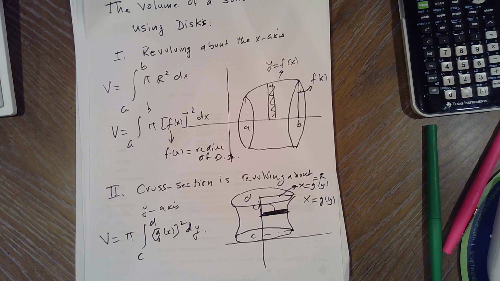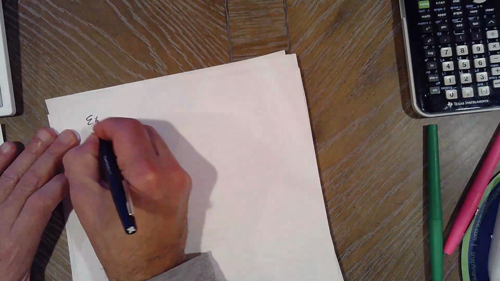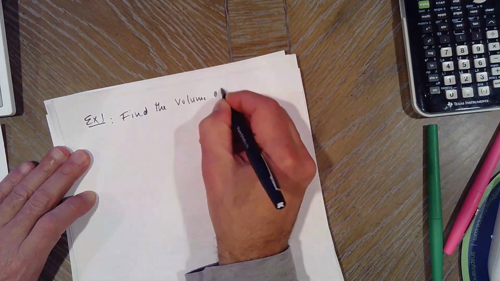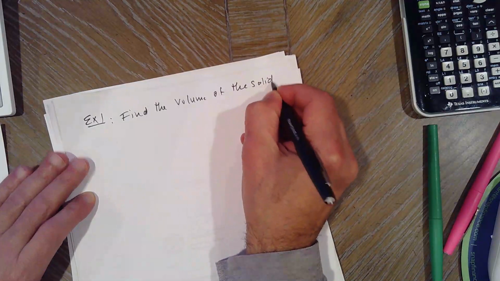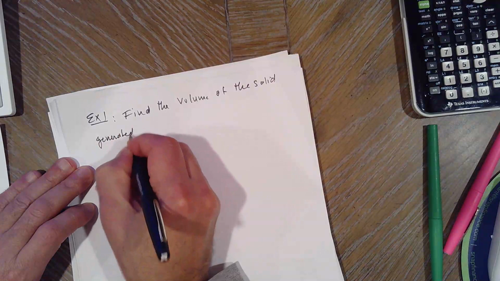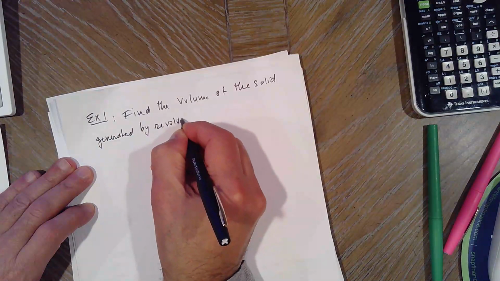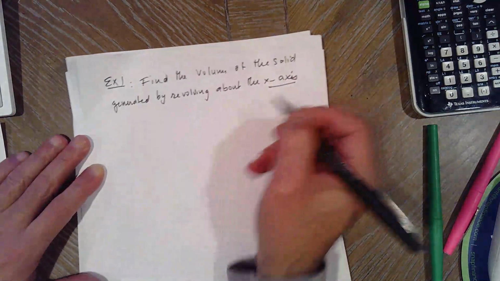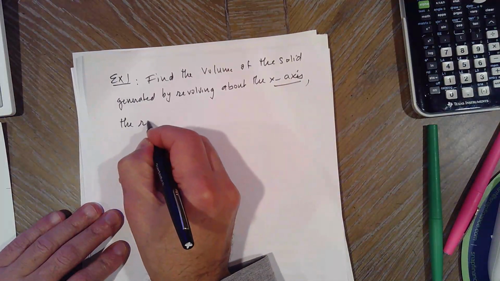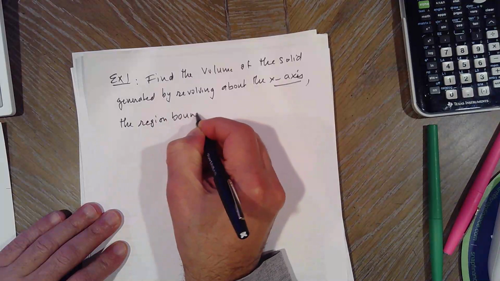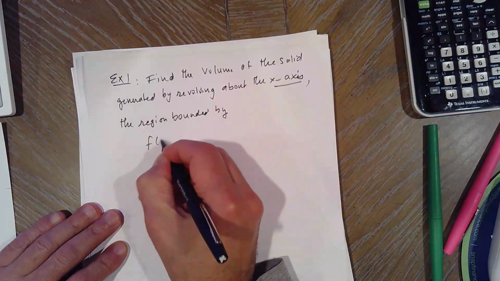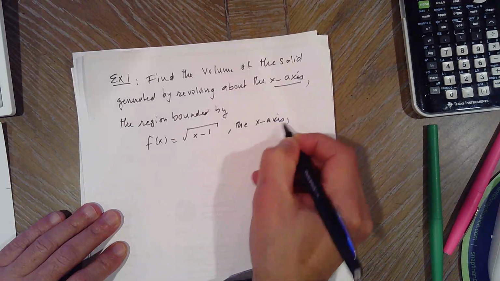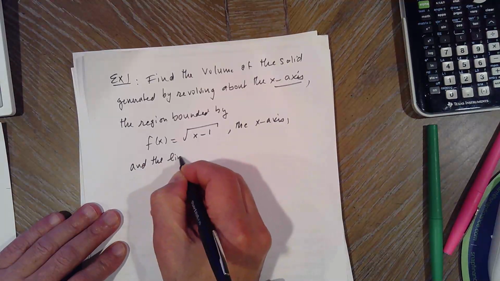So here's a couple of examples. Example 1, find the volume of the solid generated by revolving about, and that's what we should be looking for, x-axis, y-axis, or any other line, the region bounded by f of x equals square root of x minus 1, the x-axis, and the line x equals 5.